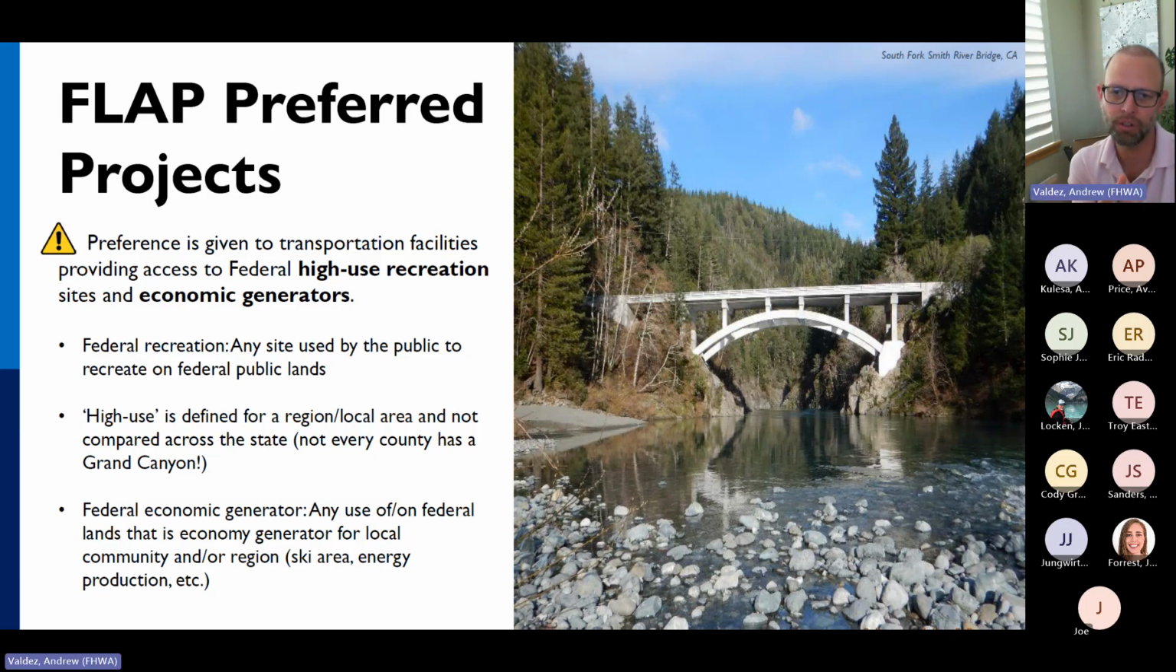And then federal economic generators are defined as any use on federal lands that increases aggregate investments or economic activity for a local community and/or region. So think maybe like a ski area. You guys probably don't have ski areas, but energy production, sites that have regional or national draw, or major employment centers, those would be economic generators.